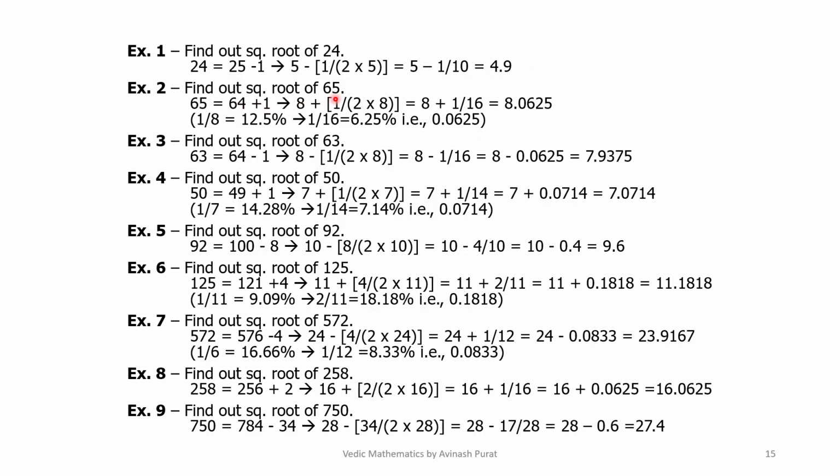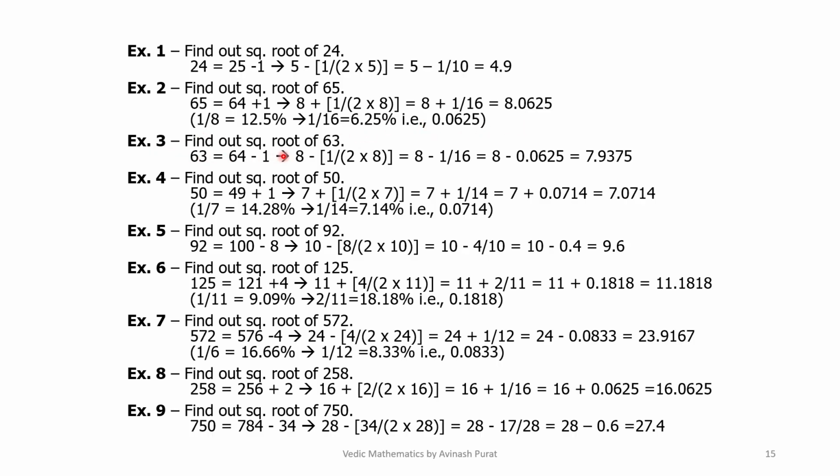Find square root of 65. Now 65 is 64 plus 1, that is 8. Square root of 64 is 8 plus 1 divided by 2 into 8. 8 is square root. So that is equal to 8 plus 1 by 16. 1 by 16 is 0.0625. So the answer is 8.0625. 1/8 is 12.5% and 1/16 is 6.25%, that is 0.0625.